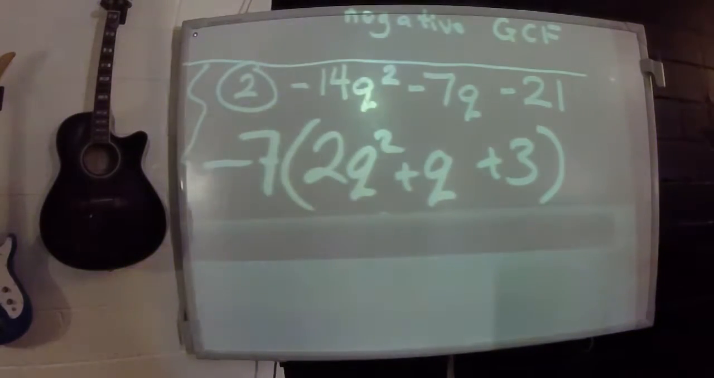That is called factoring out the GCF. I like to call it undistributing. That's one type of factoring that you'll have to do.